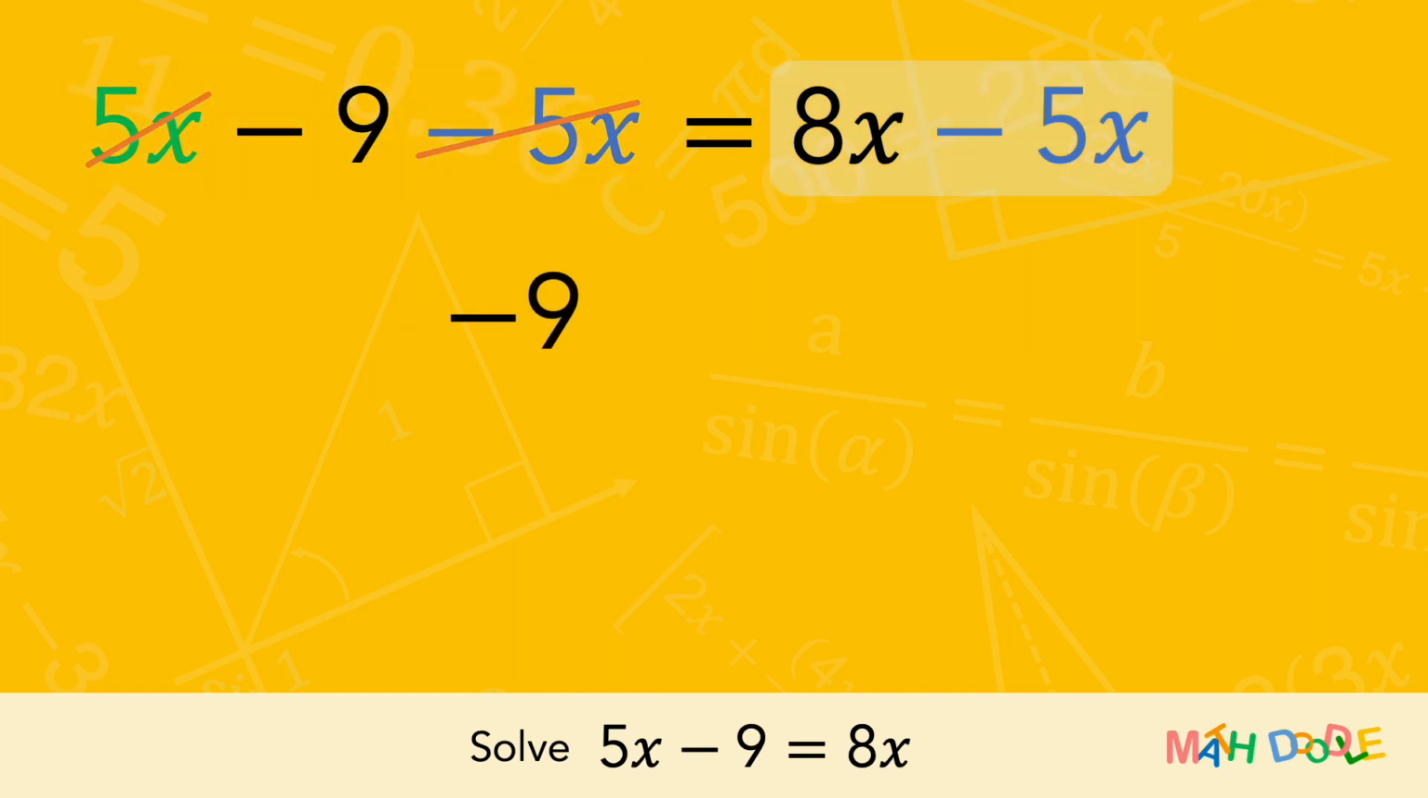Then, let's simplify the right side of the equation. 8x minus 5x is 3x. We now have a new equation, -9 equals 3x.